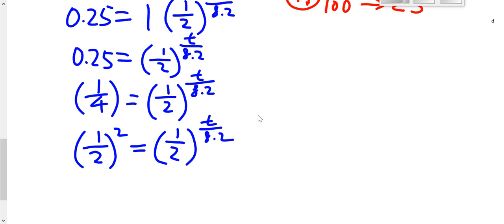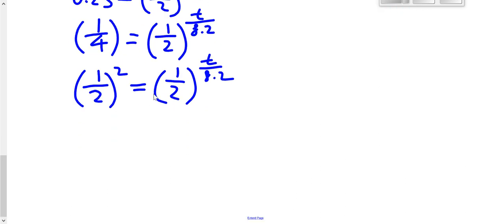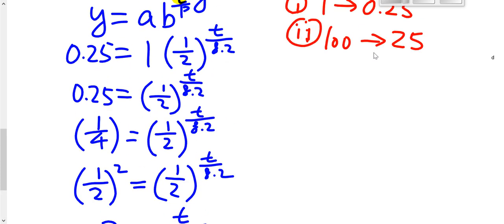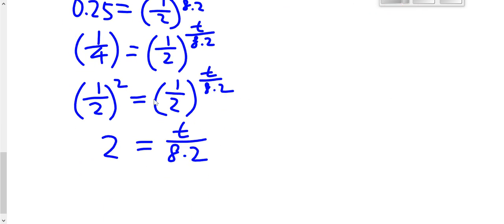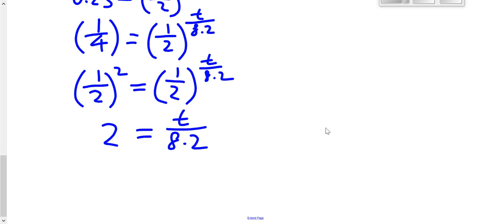Now, as you can see, they have the same base. So what can we do? Drop the bases. So that means the exponents should be equal to each other, which is 2 equals T over 8.2. If you can figure out this new thing here, and a little bit tricky math here for converting the bases, then this question is not that bad.